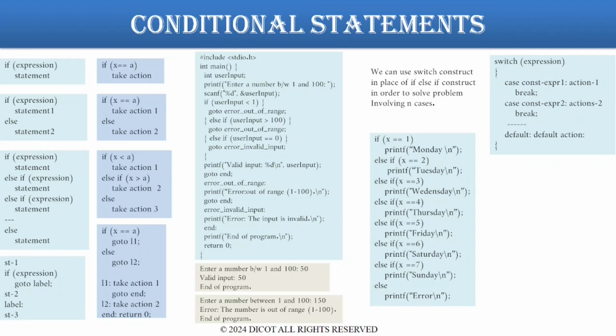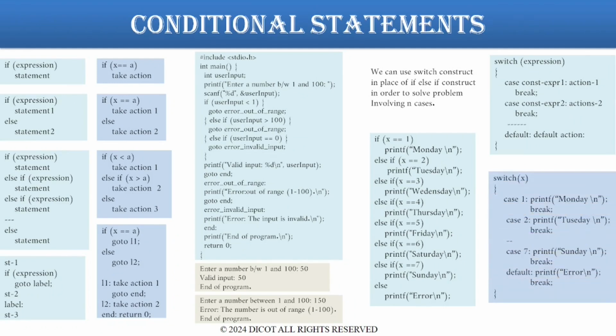The program to map the name of the day in a week with the number can be implemented using a switch construct as shown. Based on the value of x, the matched case will execute and print the day of the week. If the value of x is other than 1 to 7, the control reaches the default case and the program outputs an error.